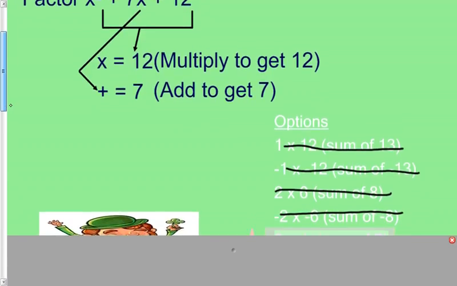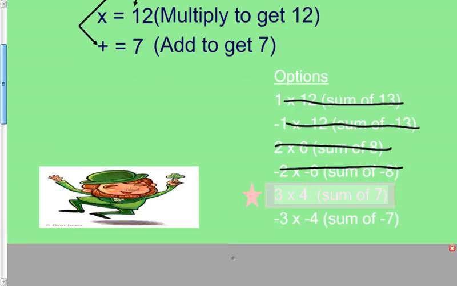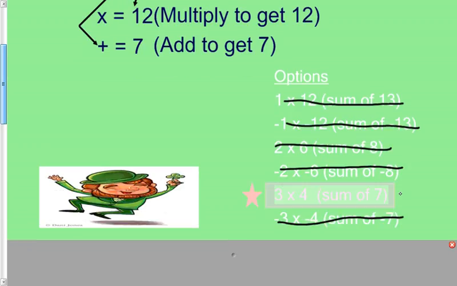What else? So 4 and 3 multiply to equal 12, or negative 4, negative 3. Negatives aren't going to work, so this is the one. Our target numbers are 4 and 3.